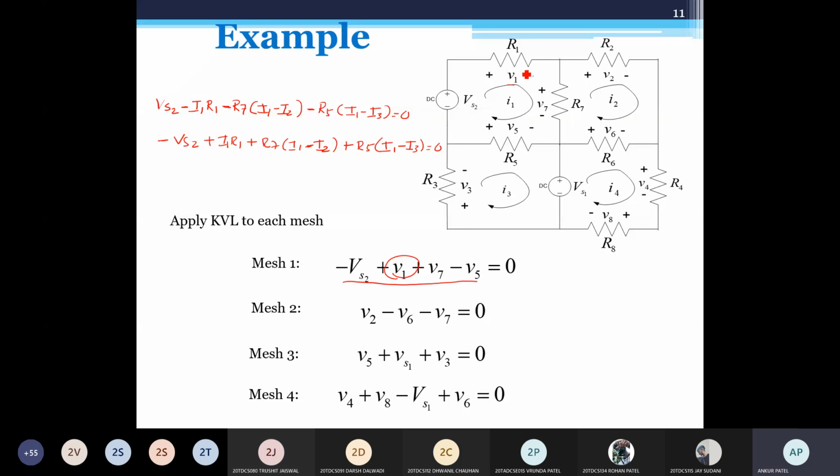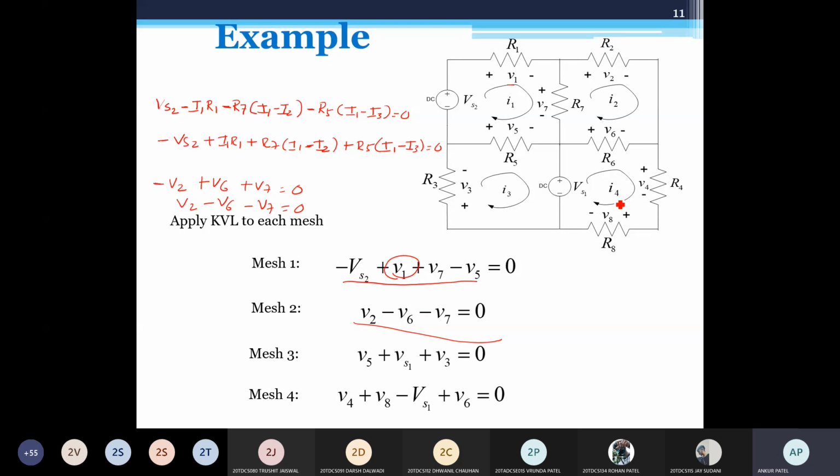Same for mesh 2, it is written like this. It is taken positive, but it should be negative. Then the sign is interchanged. Suppose I am writing minus V2, then plus V6, then for R7, what can I write? Plus V7 equal to 0. Now I am interchanging the sign: V2 minus V6 minus V7 equal to 0. So this is written like this, just interchanging the sign mathematically.